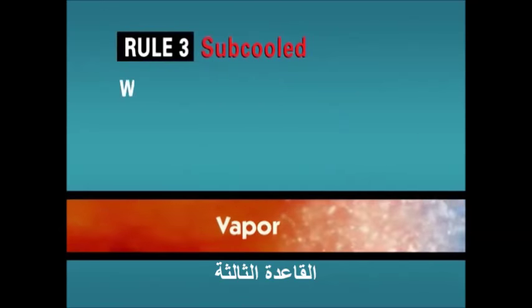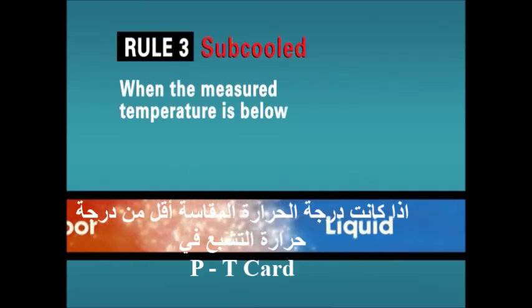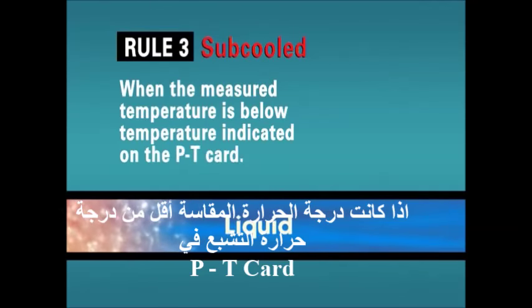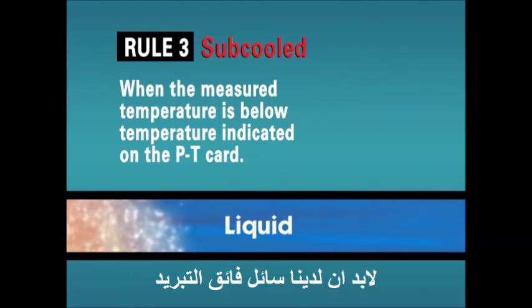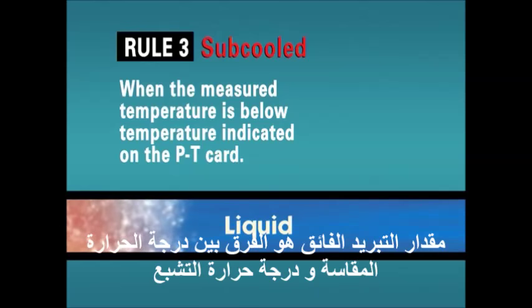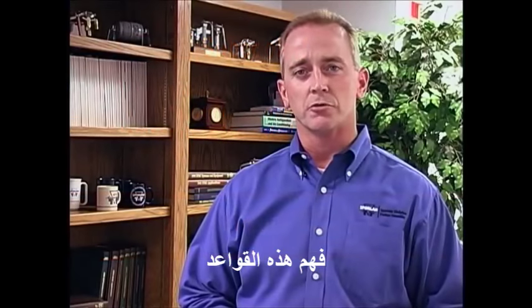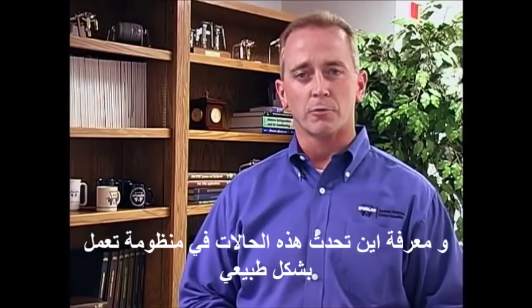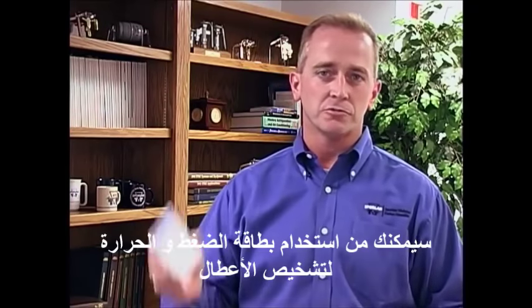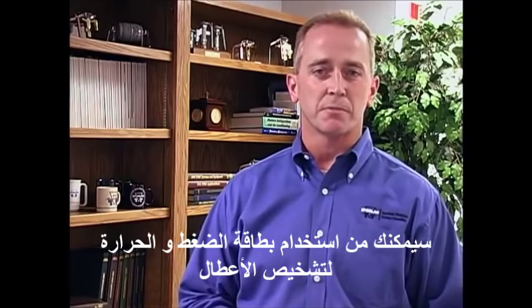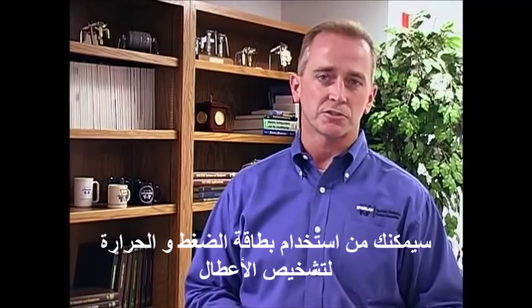Rule 3. If our measured temperature is below the saturated temperature indicated on our PT card, we must have subcooled liquid. The amount of subcooling is the difference between our measured temperature and the saturated temperature. Understanding these rules and knowing where these conditions can occur in a normal operating system will allow you to use the PT card to its maximum advantage in diagnosing system problems.